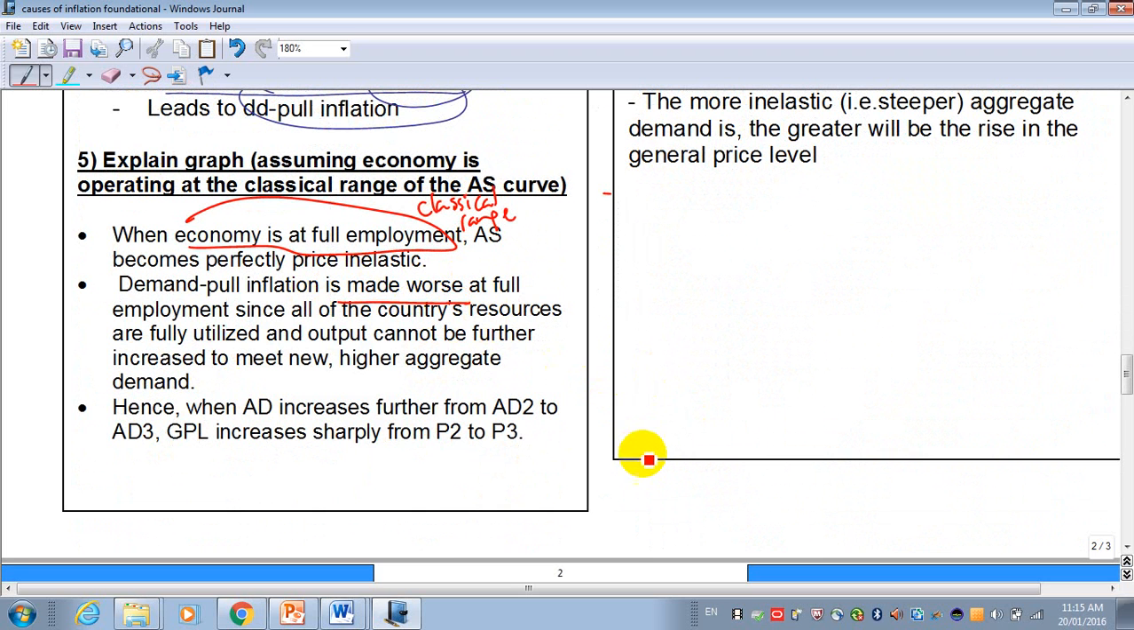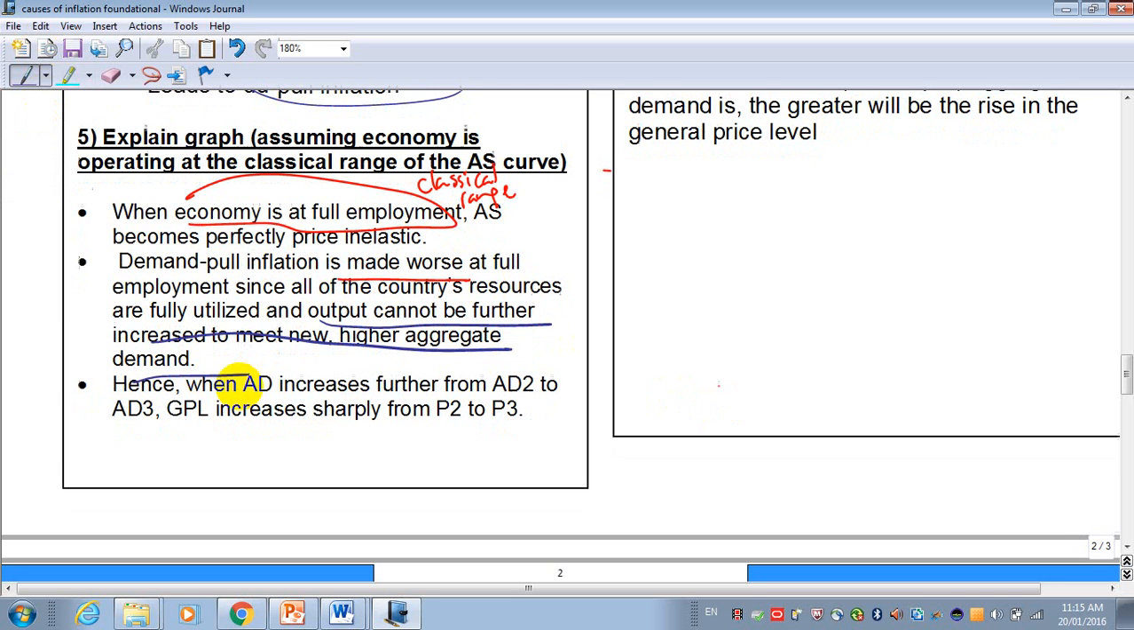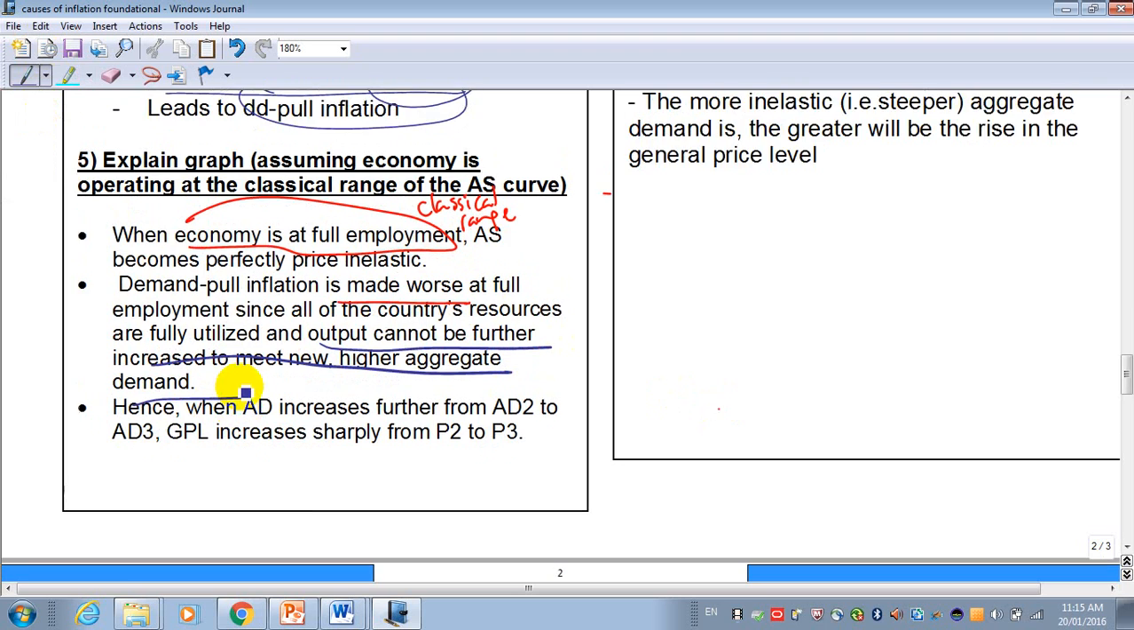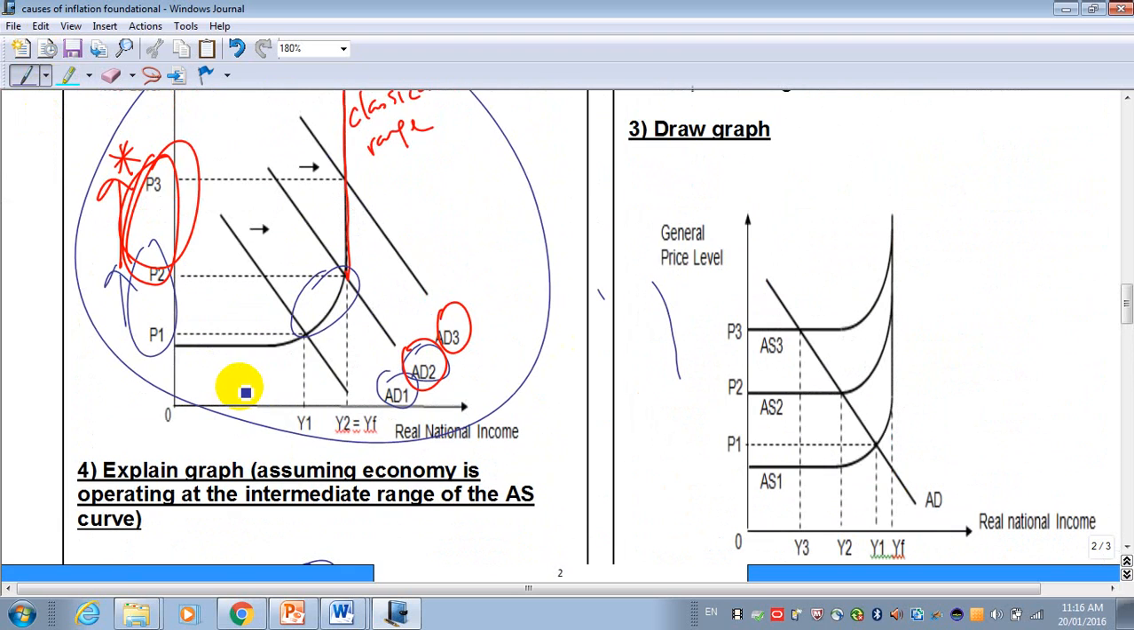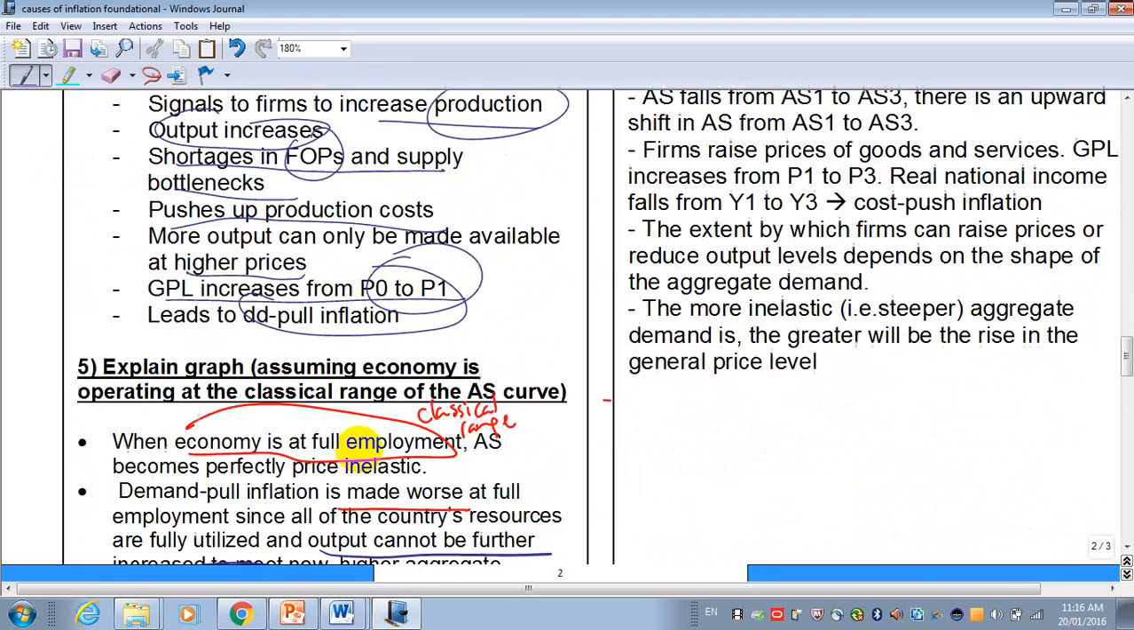Okay, it has been fully utilized and output cannot be further increased to meet the new higher aggregate demand. It's a sad situation because, as you can see, it's only the GPL that increases and the real national income actually remains the same at YF. Increasing the AD does nothing to increase your real national income. It only causes the GPL to increase from P2 to P3, and it's very sharp.